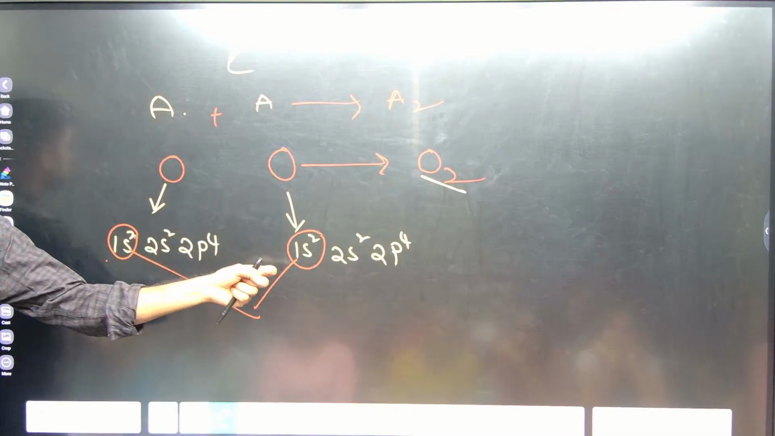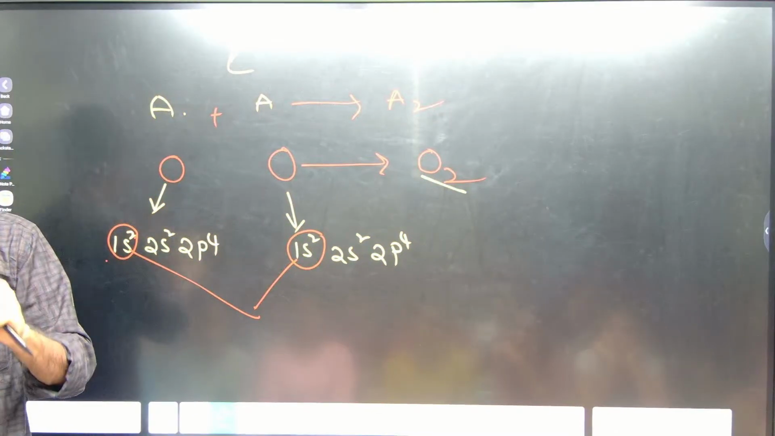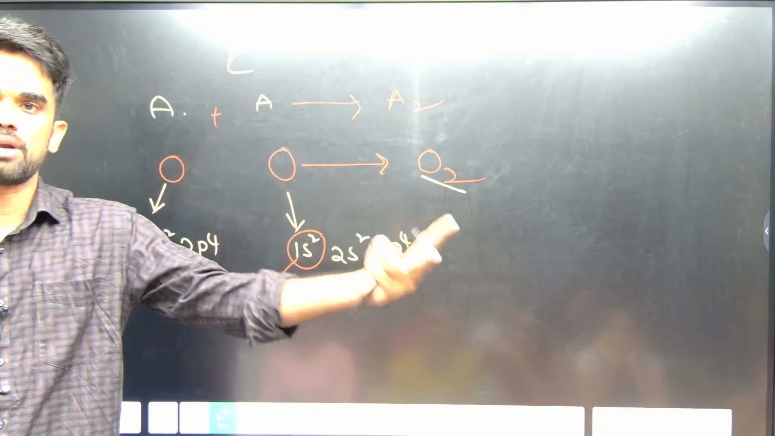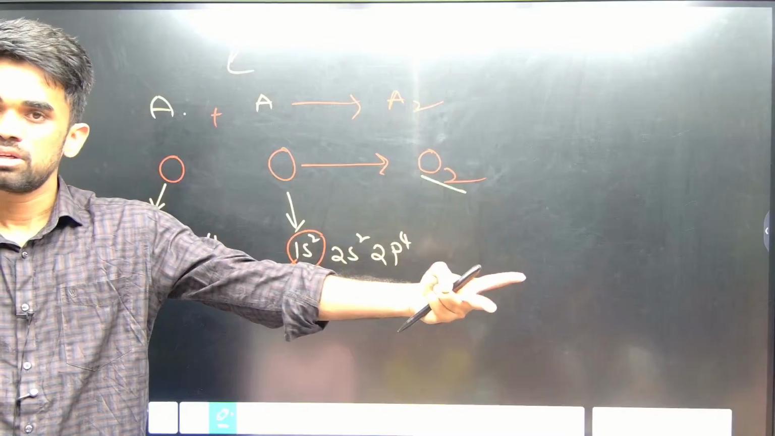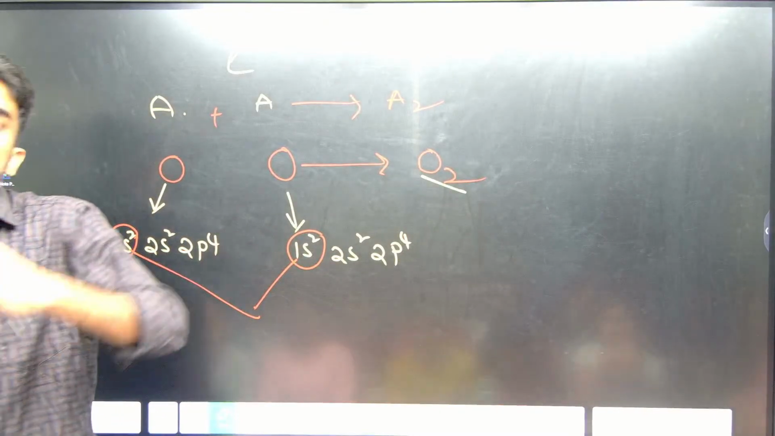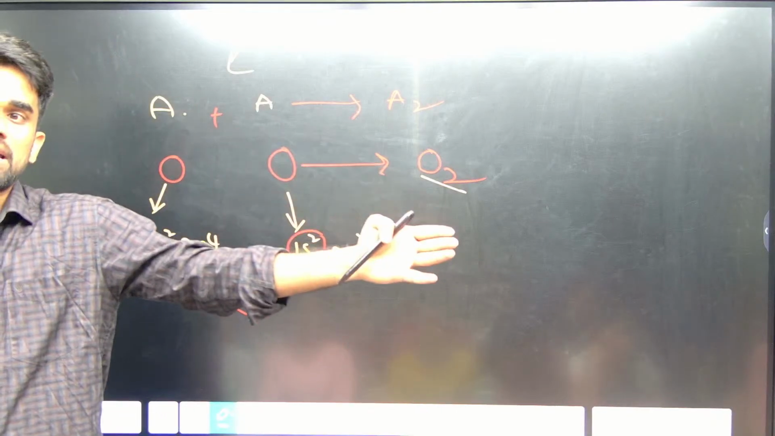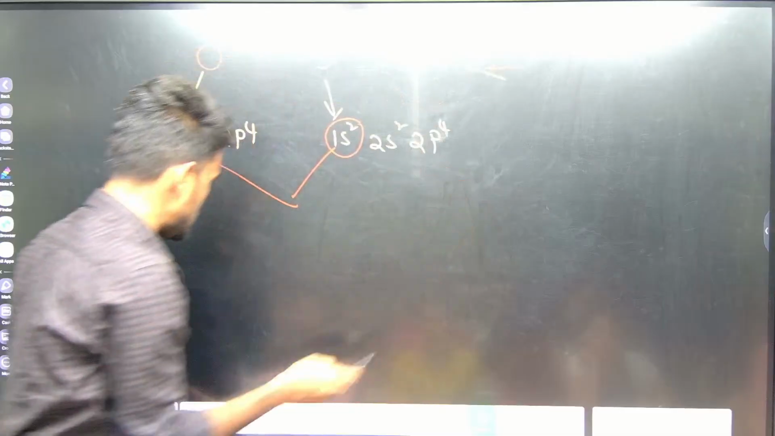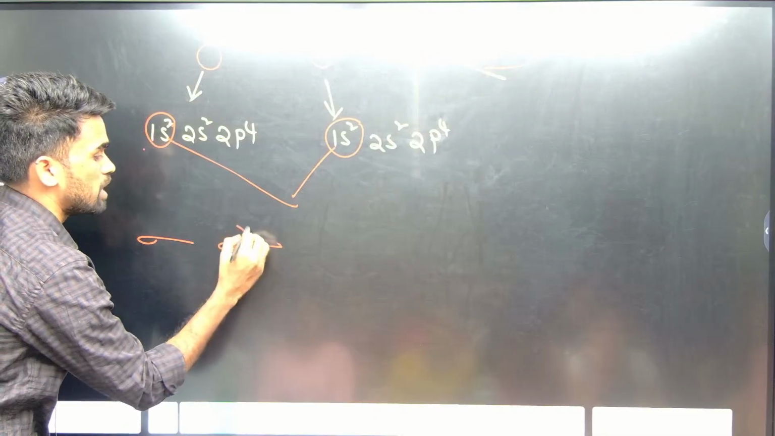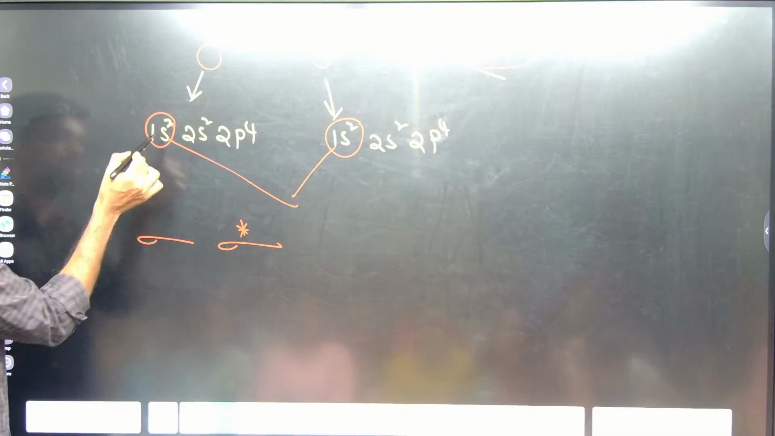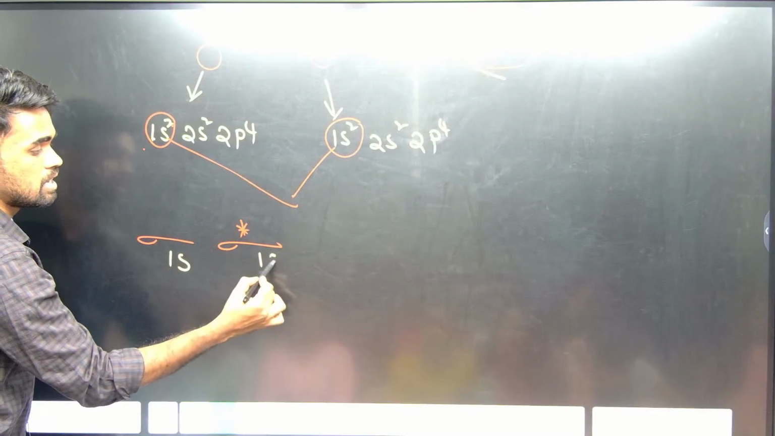See, how many atomic orbitals are combining? 2, this one and this one. When 2 atomic orbitals combine, we get 2 molecular orbitals. One is called bonding and the other is called anti-bonding. Bonding is indicated with sigma, and anti-bonding is indicated with sigma star if it is a sigma bond. So for 1s you should say sigma 1s, sigma star 1s.